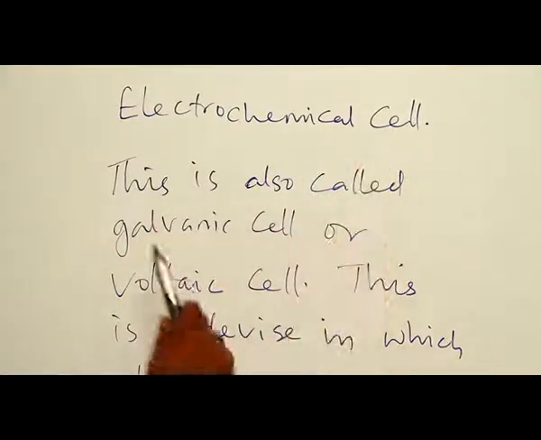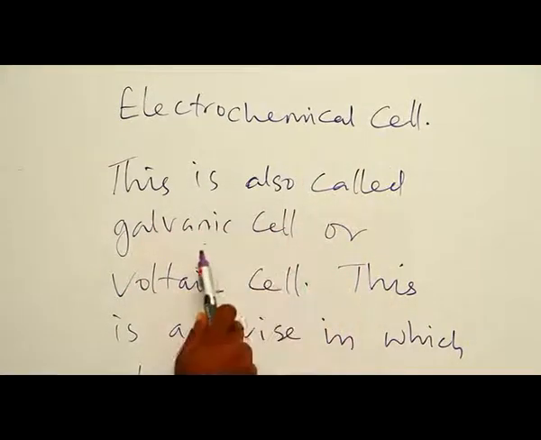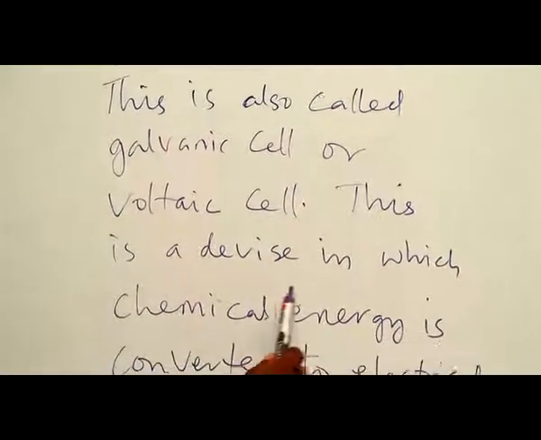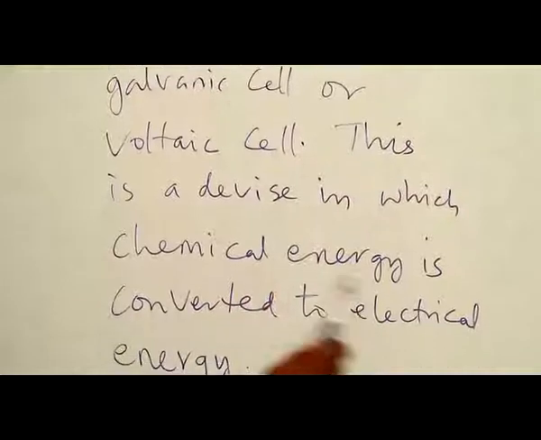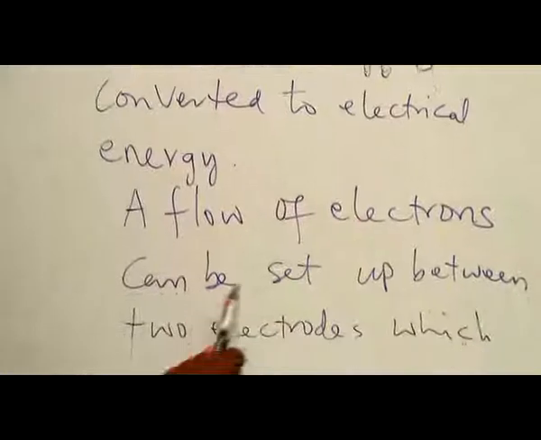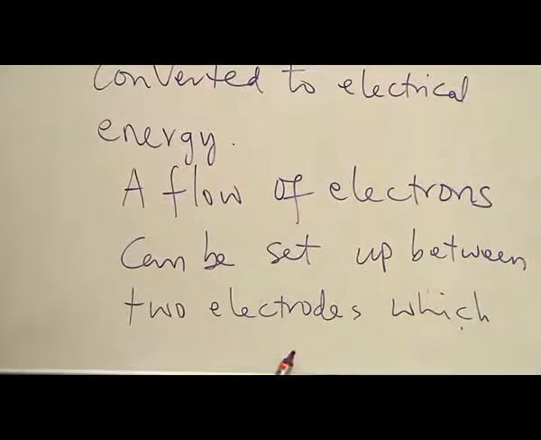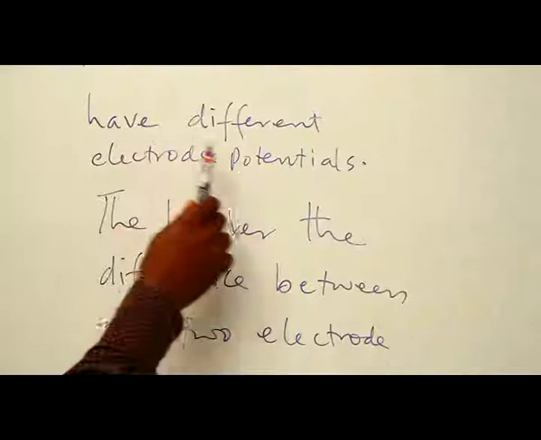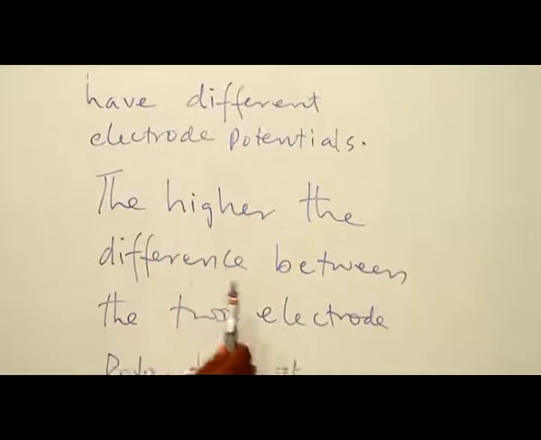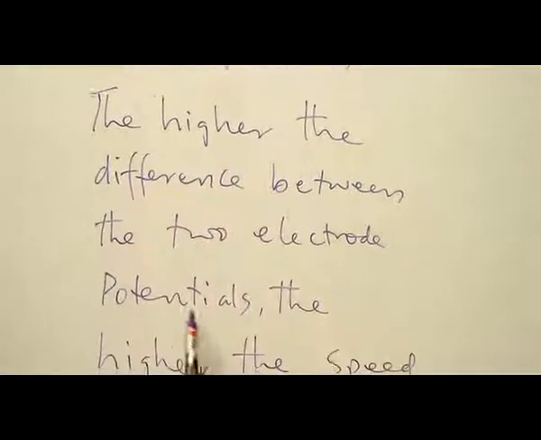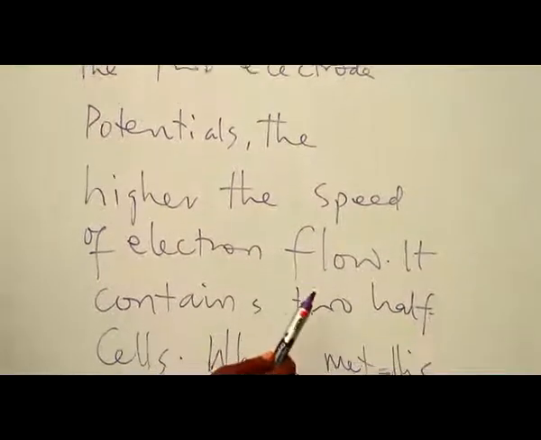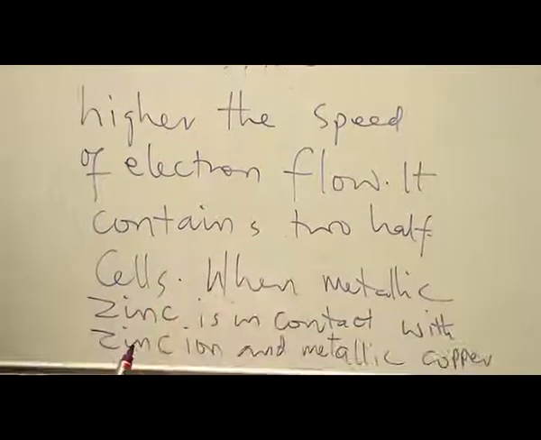Electrochemical cell. This is also called galvanic cell or voltaic cell. This is a device in which chemical energy is converted to electrical energy. A flow of electrons can be set up between two electrodes which have different electrode potentials. The higher the difference between the two electrode potentials, the higher the speed of electron flow. It contains two half cells.